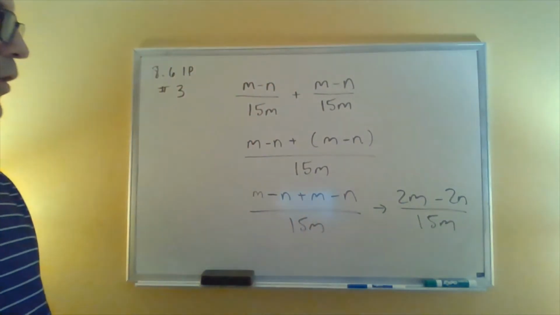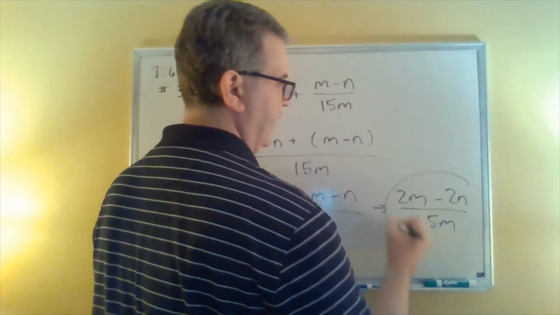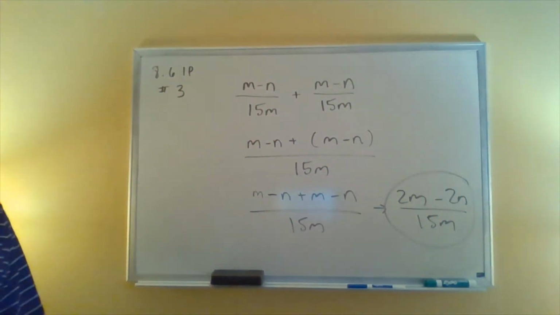That is as far as we're going to be able to reduce that. So here's my answer, 2m minus 2n over 15m. That is our answer for number 3.